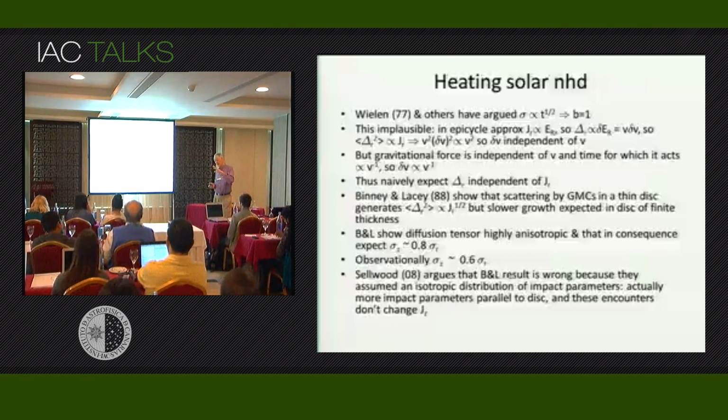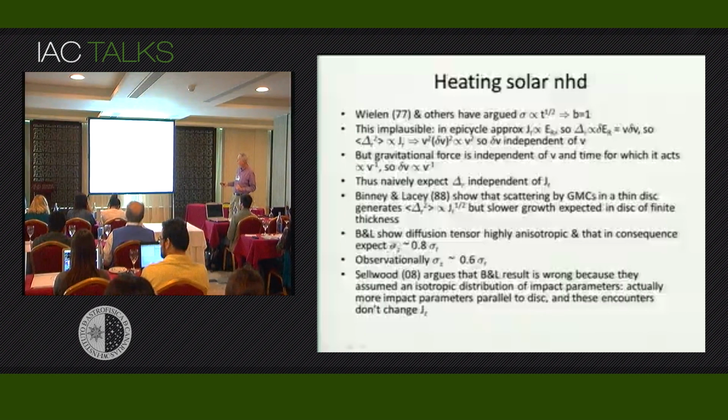A conclusion that Lacey and I came to, and that Lacey had also reached earlier in his thesis with simpler arguments, is that this diffusion tensor is very anisotropic. I've been talking about just one component of the diffusion tensor. It's the expectation value of delta I, delta J, so it's a tensor. It's a symmetric tensor, so it's characterizable by its eigenvalues, and its eigenvalues are quite different from each other.